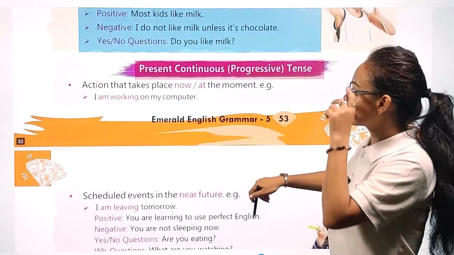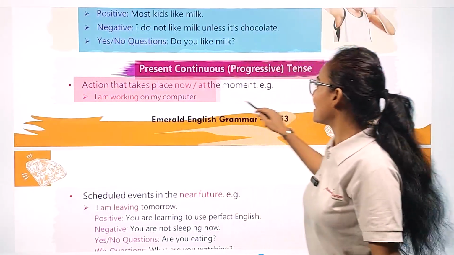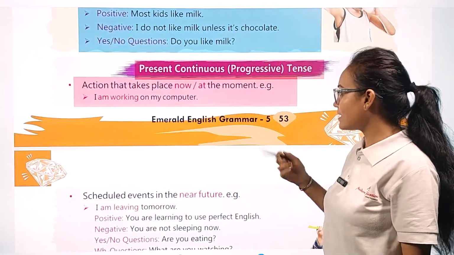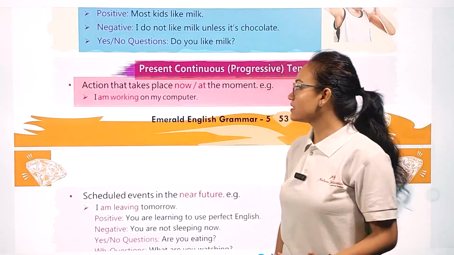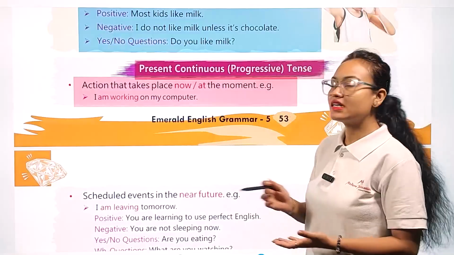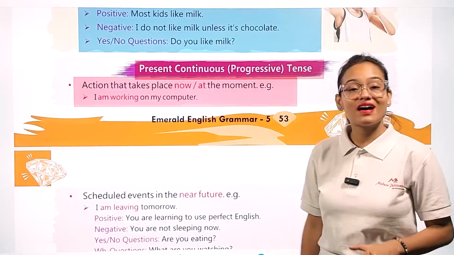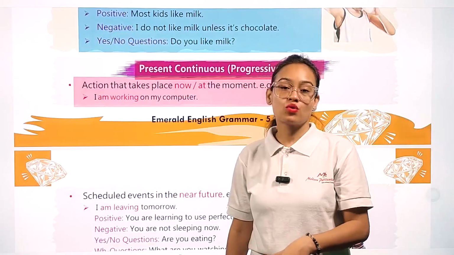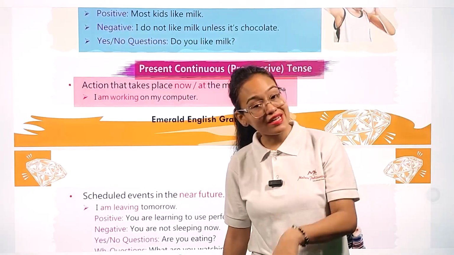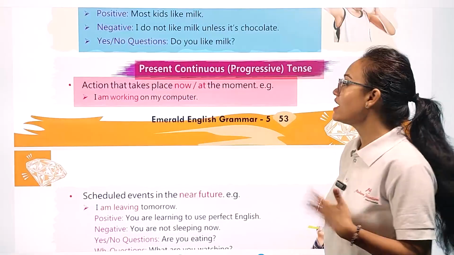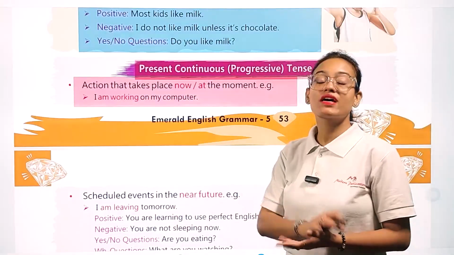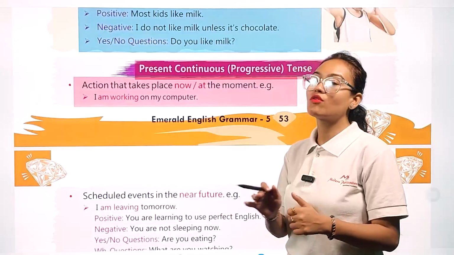Action that takes place now, at the moment. So what type of action do we generally consider in the case of present continuous or progressive tense? The action which takes place right now, or the action which is ongoing right now. They all come under the present continuous. Example, you can say, I am working on my computer. Right now I'm working with my computer.